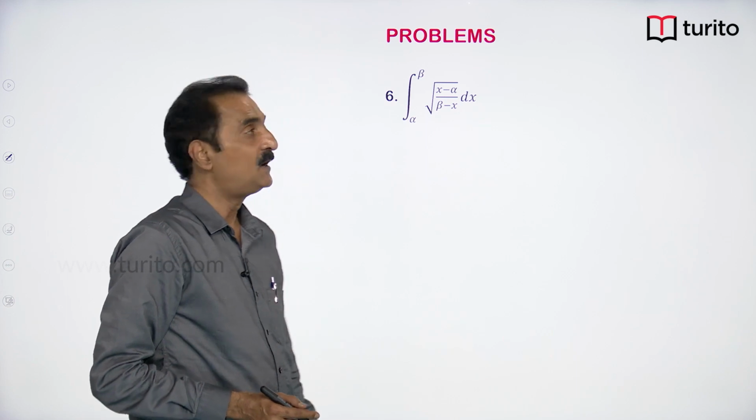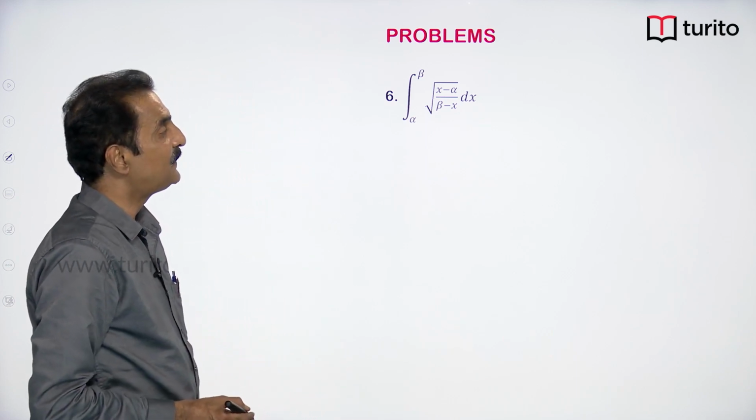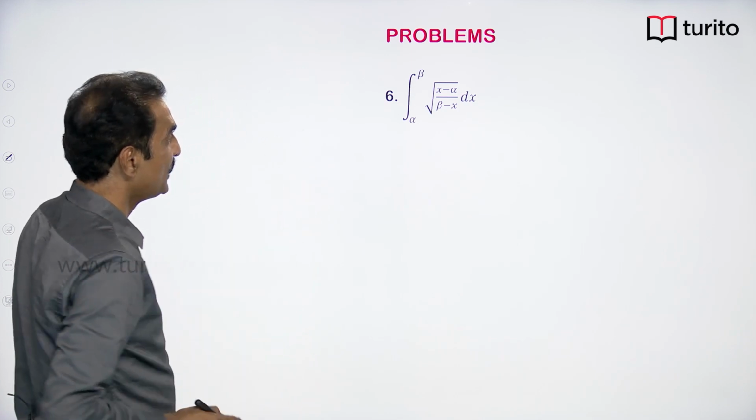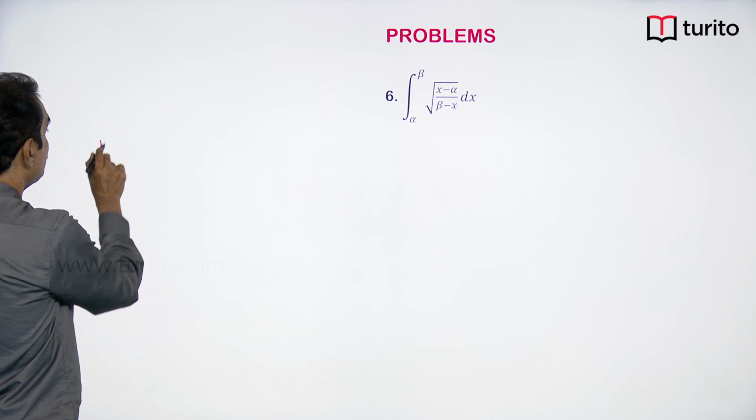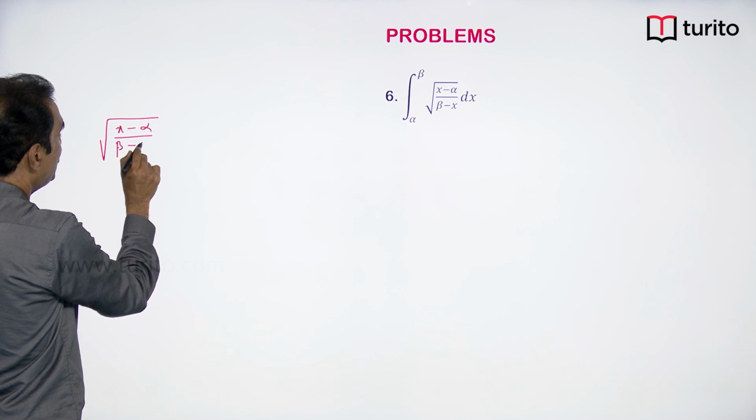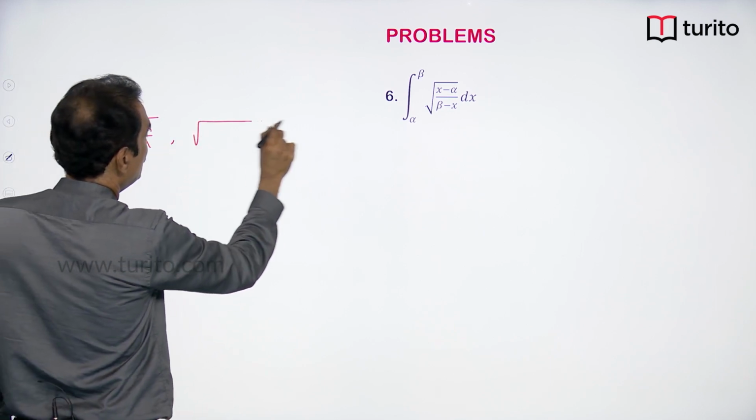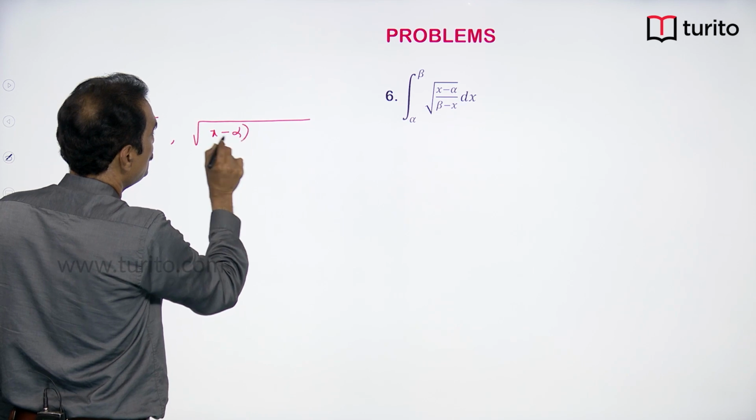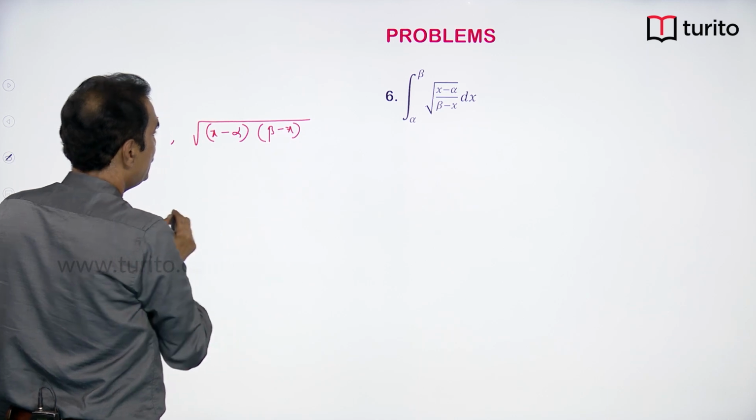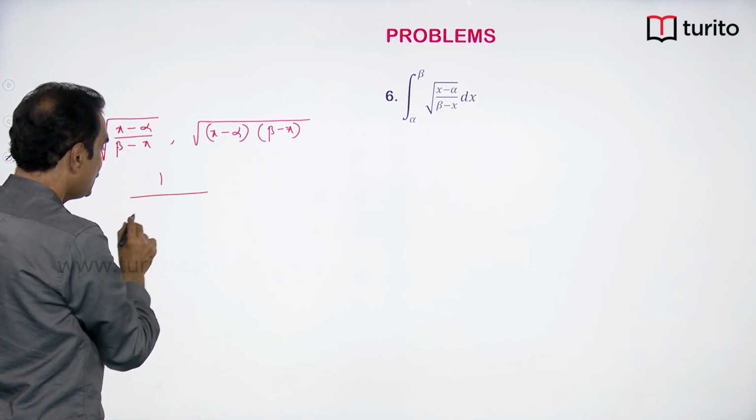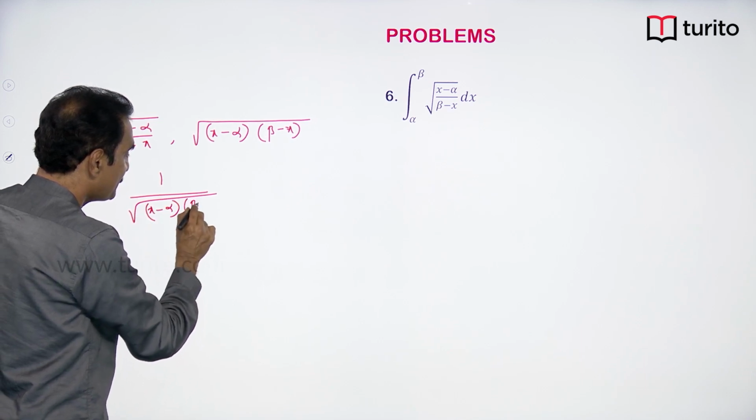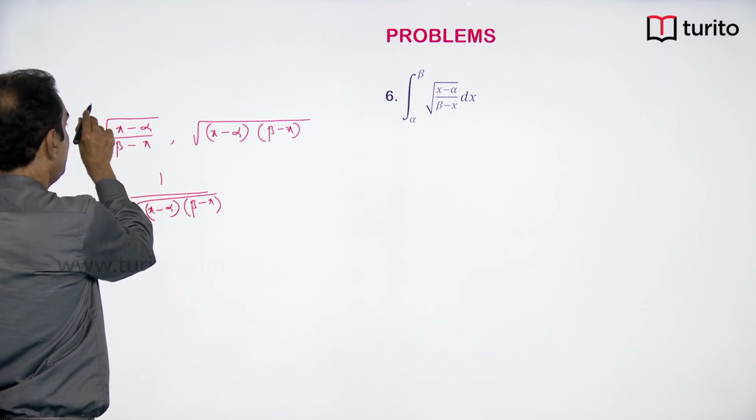Integral alpha to beta root over x minus alpha by root beta minus x. There are three questions in this model. One is root x minus alpha by beta minus x, another is root over x minus alpha into beta minus x, another is 1 by root x minus alpha into beta minus x integrals.